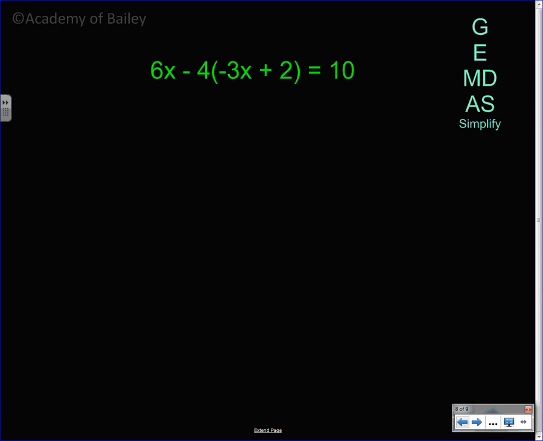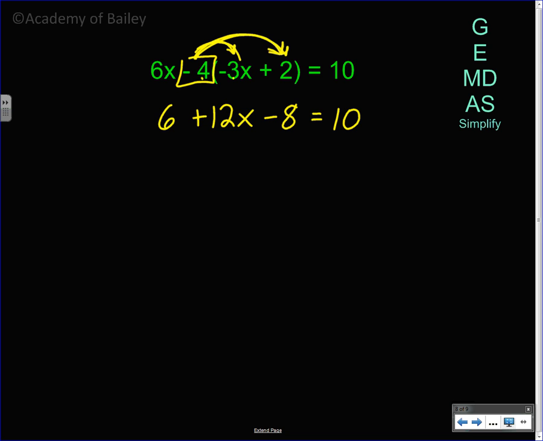Okay, let's look at this. Simplify. First, I want to distribute. And remember that this is a -4 that you're distributing here. It's not just 4. There's a negative sign with that 4. So -4 times -3x. We know a negative times a negative is a positive. 4 times 3 is 12. And you're not multiplying x with anything, so you just put the x there. -4 times +2. A negative times a positive is a negative. And 4 times 2 is 8. And we drop everything else down.